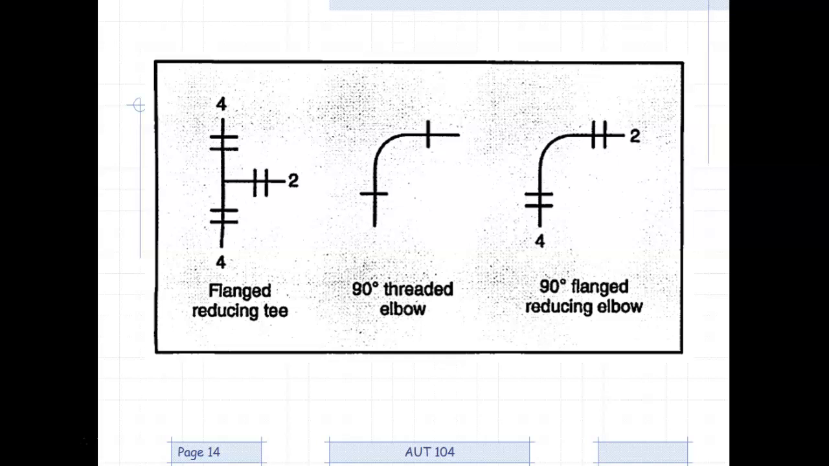Another thing this can tell me is what size I'm going from. In this case, I have a size 2 pipe going to a size 4. In other words, I'm reducing from 4 to 2. Does that make sense? I'm combining multiple things to create another symbol.